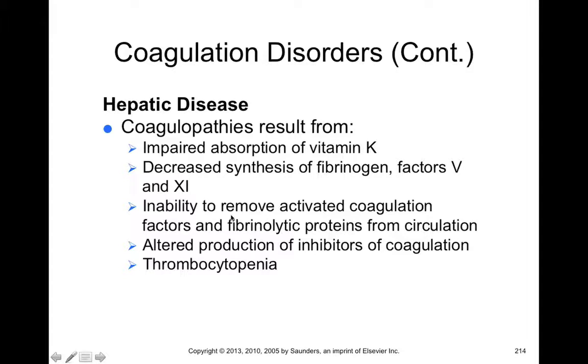The liver is also necessary in the synthesis of clotting factors like fibrinogen, as well as factors 5 and 11. And so if the liver's failing, then you're going to see a decrease in the synthesis of these factors, and therefore bleeding disorders can result from hepatic disease as well, or the inability to remove activated coagulation factors, other proteins from circulation, as well as altered production of inhibitors of coagulation. So you can see odd bleeding disorders that can result from hepatic disease.